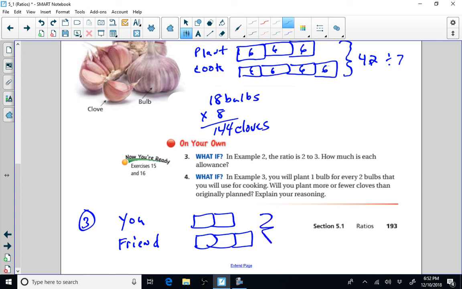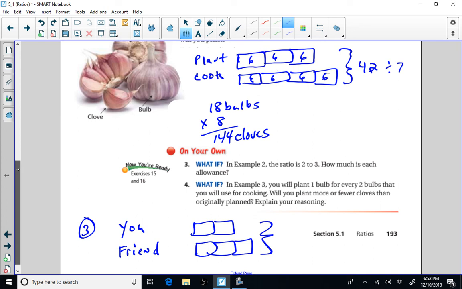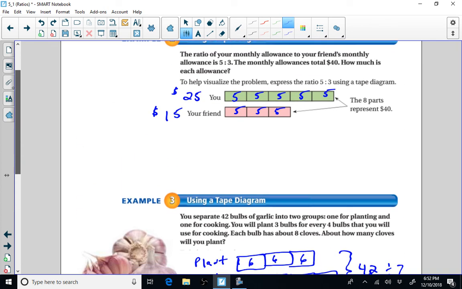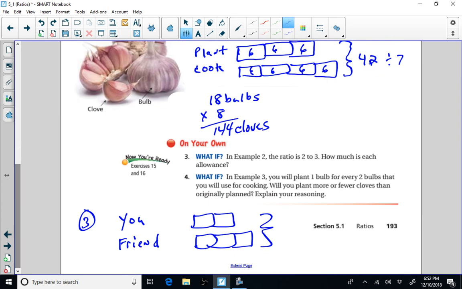But those parts have to total, I think it was $40, I just want to double check. Yes, $40. So we take those $40, we have to divide it by the five equivalent parts. 40 divided by 5 means that your unit now is going to be 8. So if the unit is 8, 8 times 2, you made $16. Your friend made $24. All right, let's continue.